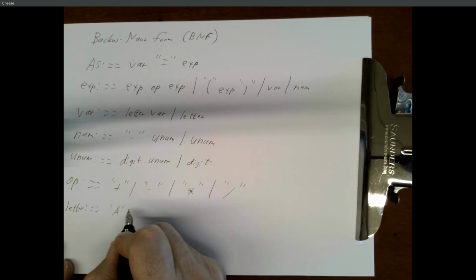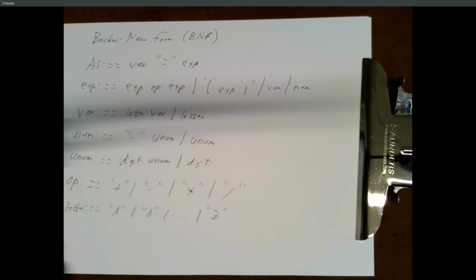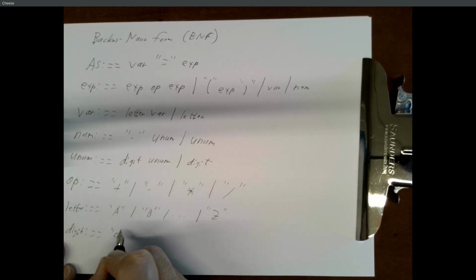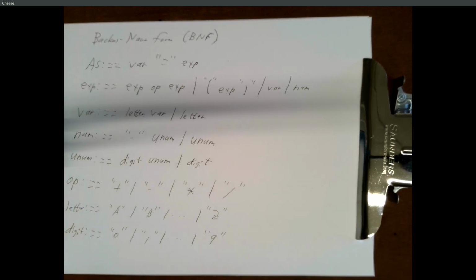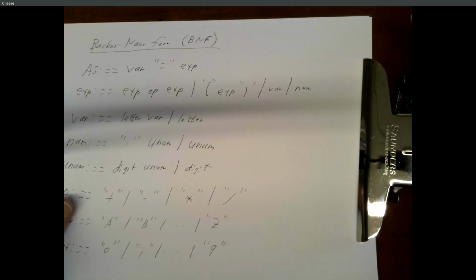A letter is an A or a B or a Z, 26 or 27 options. A digit is a 0 or a 1 or up to a 9. Okay, so what does all this mean? This is a way we can diagram something and say, is it an expression? So let's look at an expression and see what this does.